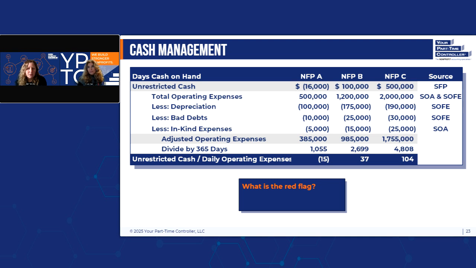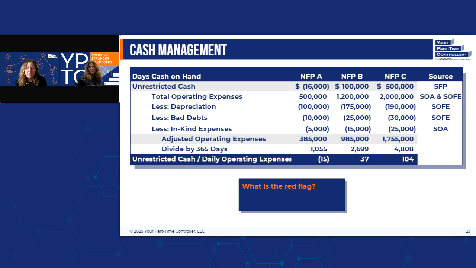So here we have the same nonprofits A, B, and C. We're using their unrestricted cash balances because we had that information, and we've provided you with the expense information. On the right-hand side, we're telling you the source of where we got this information in our hypothetical example. In the interest of time, I'm not going to walk through the math, but just note we are backing out non-cash expenses here of depreciation, bad debts, in-kind. If you have leases, you may also need to back out lease amortization. Here, we're using 365 days in our calculation because our example is covering a full year. But just note, if you're calculating this for a shorter period of time, you want to adjust your denominator accordingly.